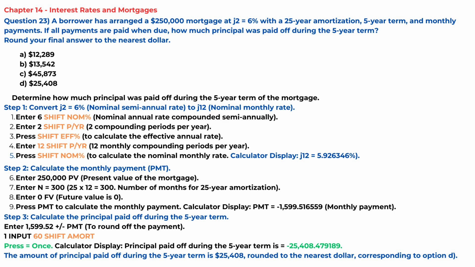Step 3. Calculate the principal paid off during the 5-year term. Enter 1,599.52, plus and minus sign, and press PMT to round off the payment. 1 input 60 shift amort. Press equal sign once. Calculator displays principal paid off equals minus 25,408.479189. The amount of principal paid off during the 5-year term is $25,408, rounded to the nearest dollar.